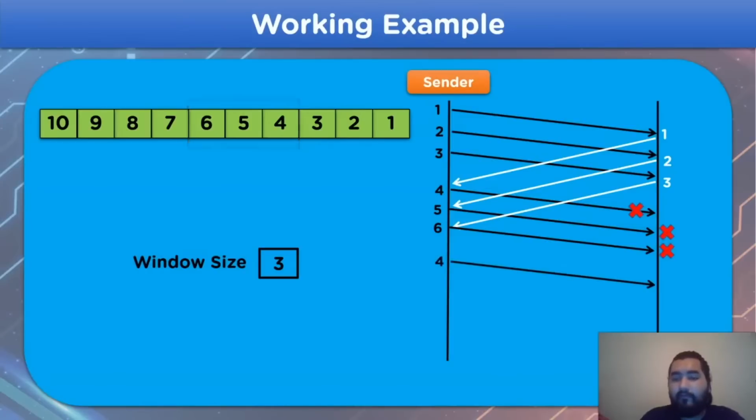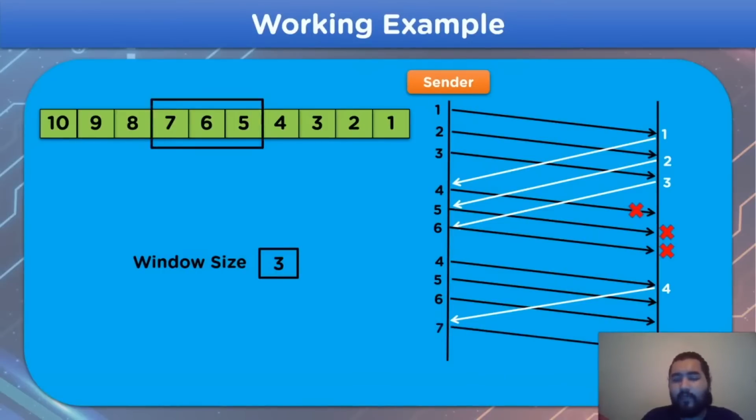Frame number 4, frame number 5, and frame number 6. After retransmission, frame number 4 will get acknowledged by the receiver side to the sender side. That means we can send the next frame, that is frame number 7 from the sequence order. And the sliding window appears on frame number 5, 6, and 7.